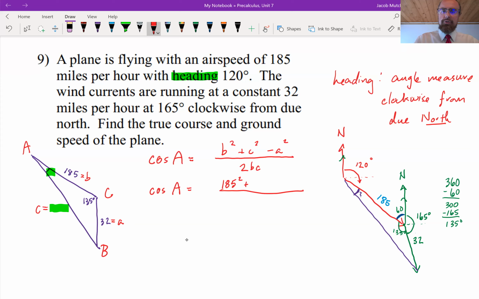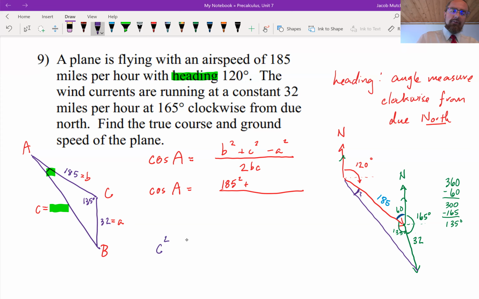C. So I've run into a problem. I need side C before I can do this calculation. So I'm just going to pause here, and I'm going to run the calculation for side C first. I'll come back there. So I'm going to need to solve for C.